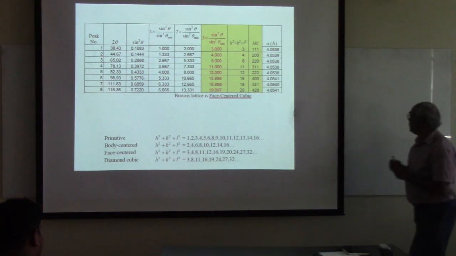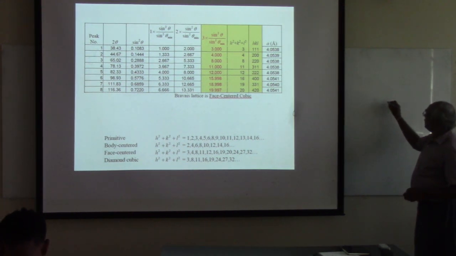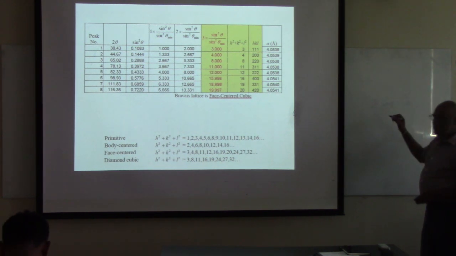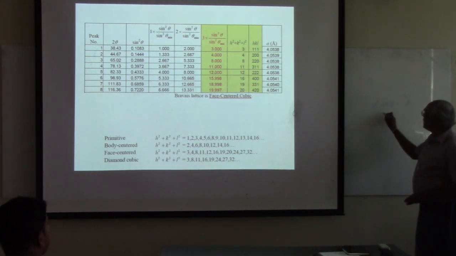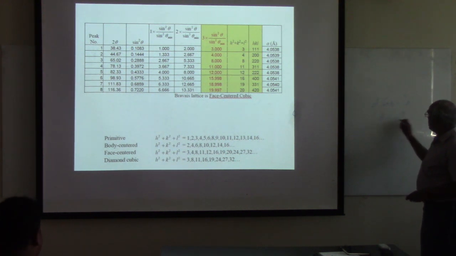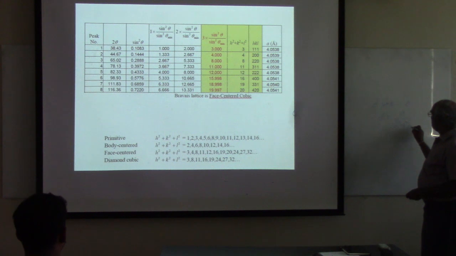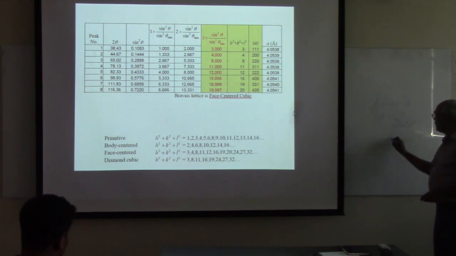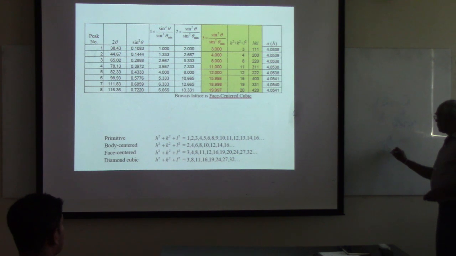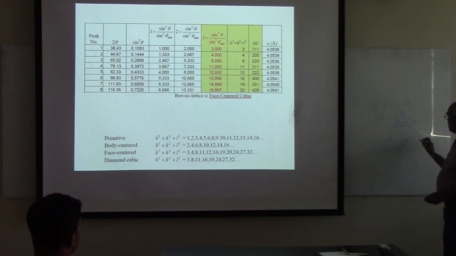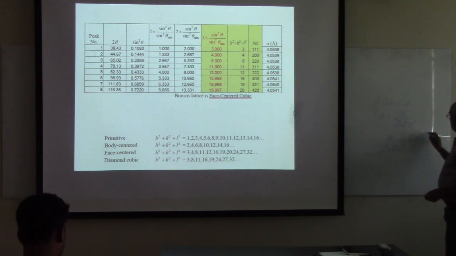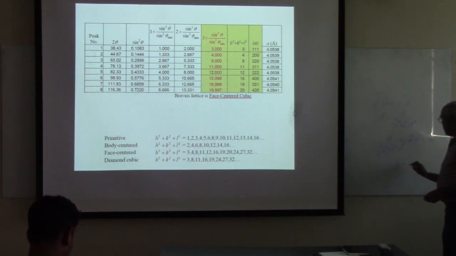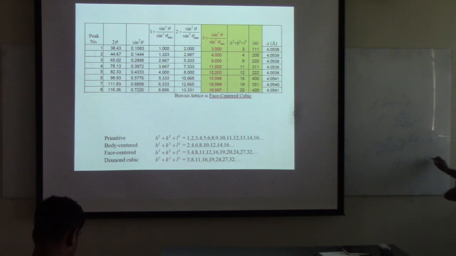How do you calculate A? We know d sine theta equals lambda. d is basically A over the square root of h squared plus k squared plus l squared. That means if I plug in here, A over the square root of h squared plus k squared plus l squared times sine theta equals lambda. So I can calculate A as lambda times the square root of h squared plus k squared plus l squared, divided by sine theta, right?